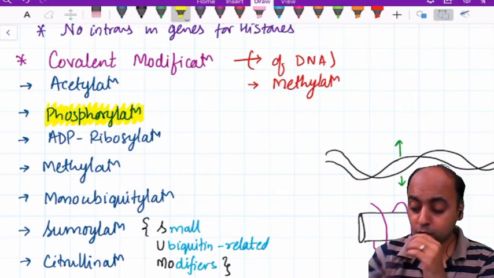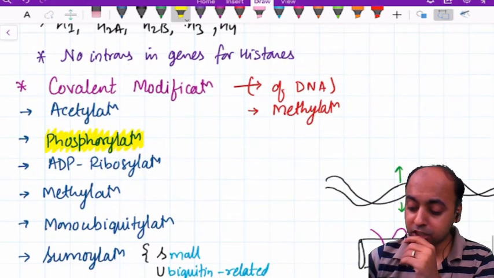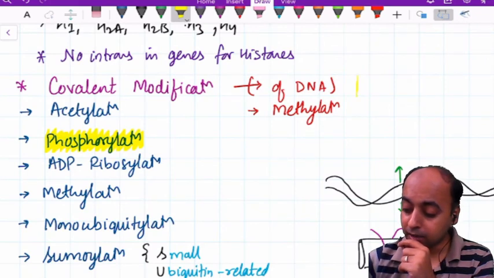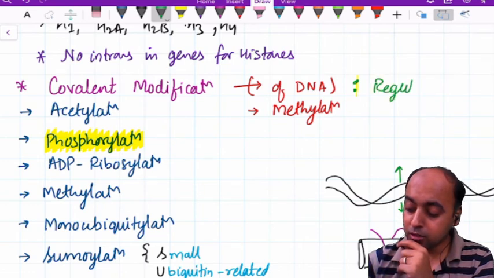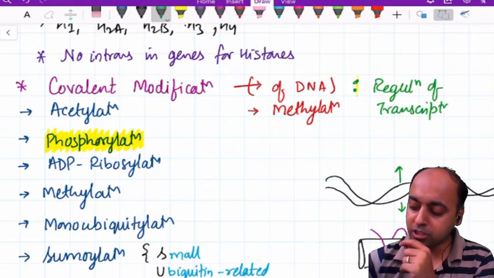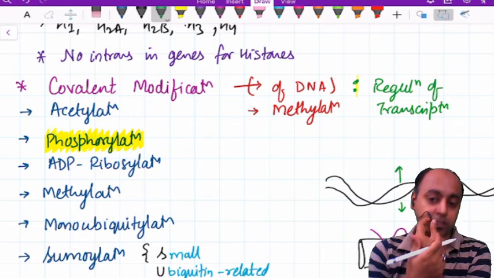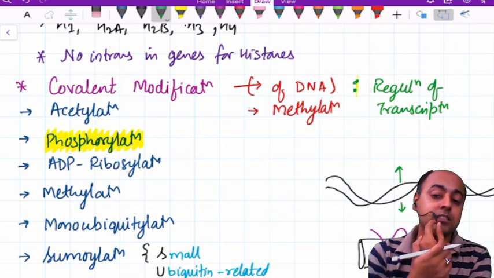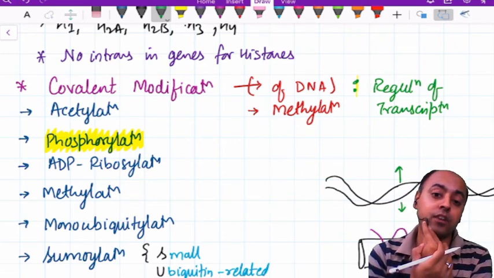Alright. So what we are doing here, the covalent modification of histone and DNA, is able to regulate the process of transcription. If the transcription is regulated, automatically the translation will also get regulated. Alright. So it is resulting in a regulation of transcription.